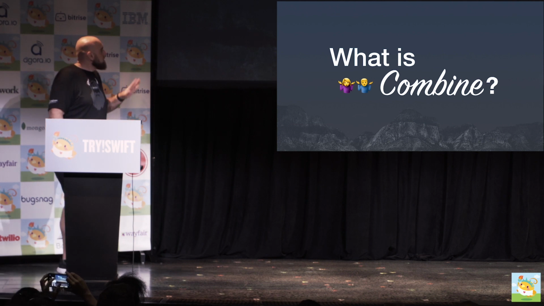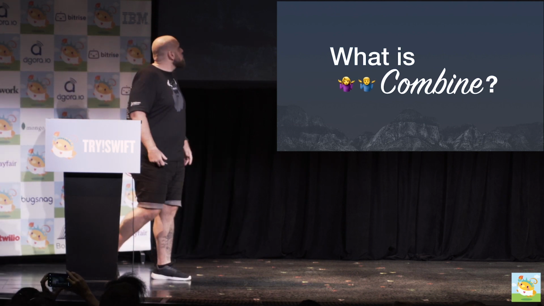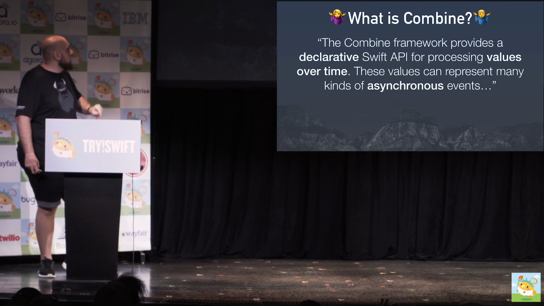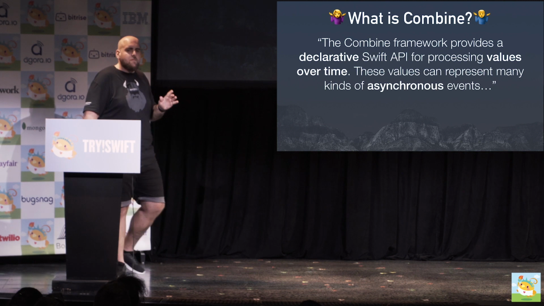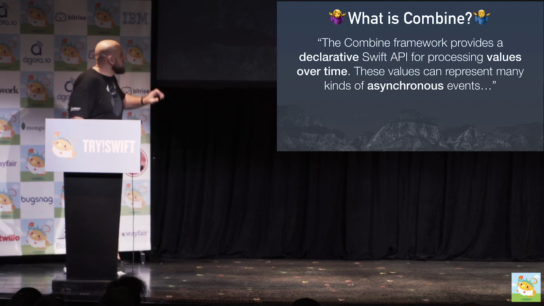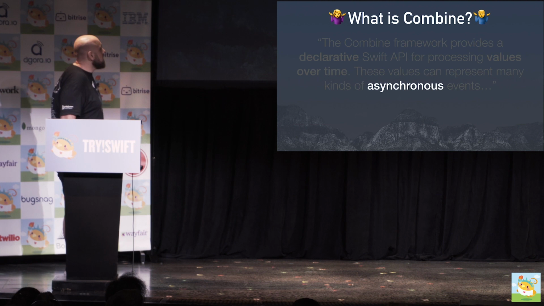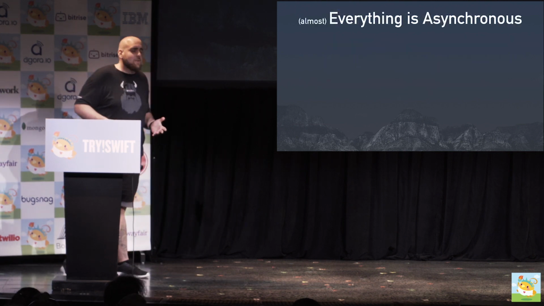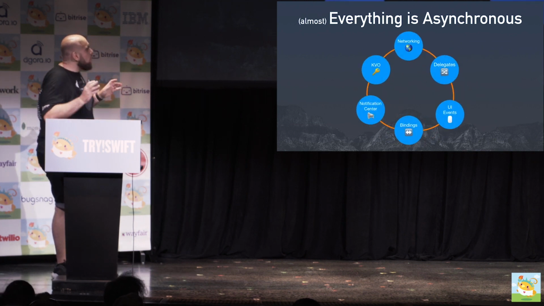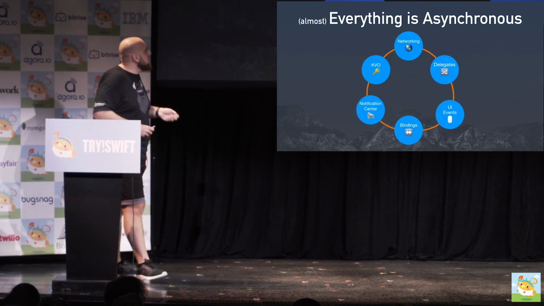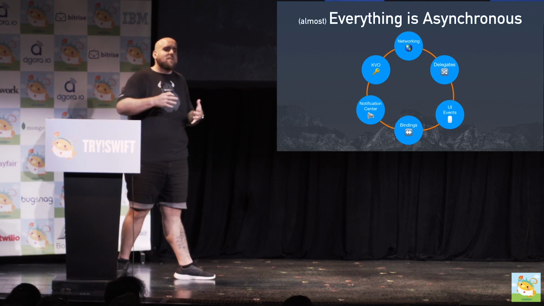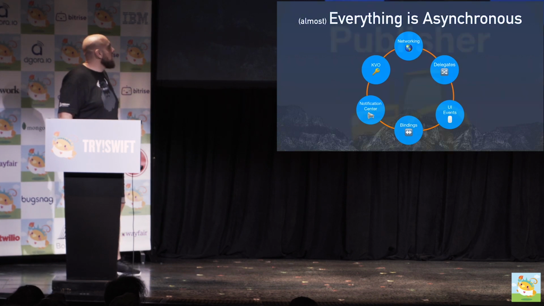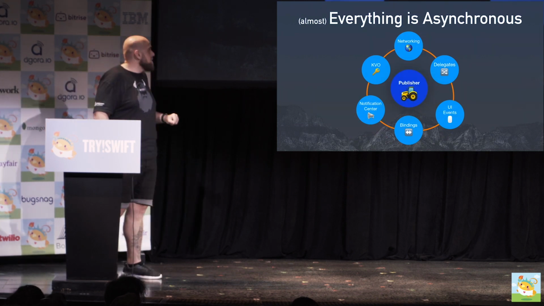What is Combine? I always like to start with the textbook definition. Combine is a framework that provides a declarative Swift API for processing values over time. And these values can represent many kinds of asynchronous events and work. But I really want to focus on the word asynchronous. What is asynchronous? When you come to think about it, basically everything in your app is asynchronous. Everything that you do in your app happens over time. Whether it's networking, UI events, notification center, it's things that happen over time, constantly. And in Combine, all of these things can be represented by something called a publisher, which you'll learn in a bit.